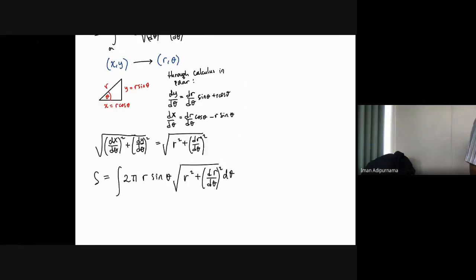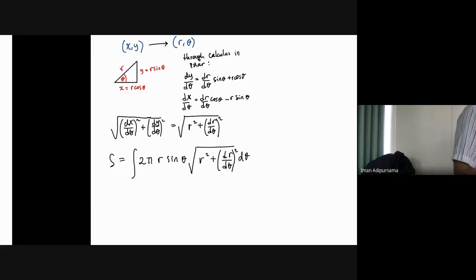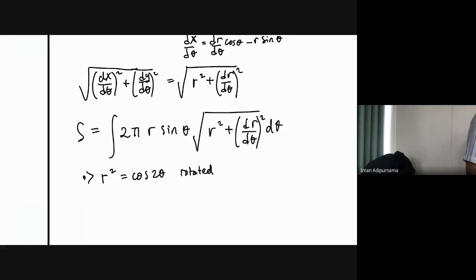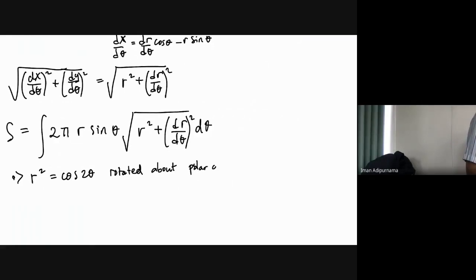Now in the exercise, number B says to use this formula to find the surface area generated by rotating the lemniscate r squared equals cosine 2 theta about the polar axis. So you have r squared is cos 2 theta. So this is the example, rotated about the polar axis.